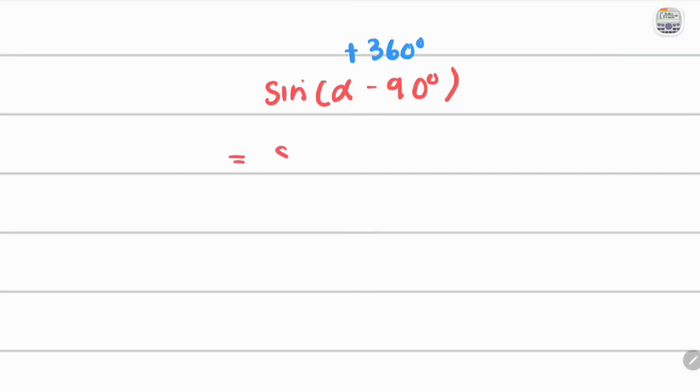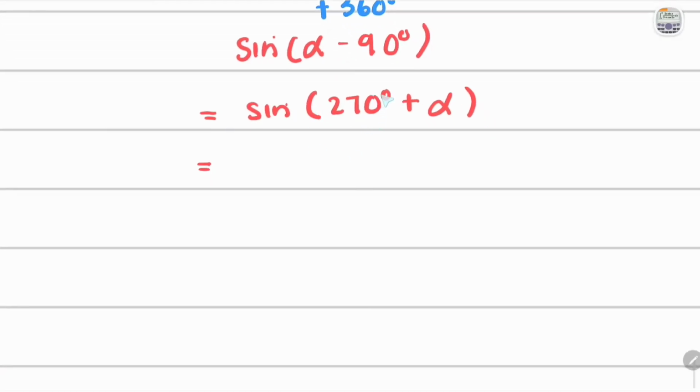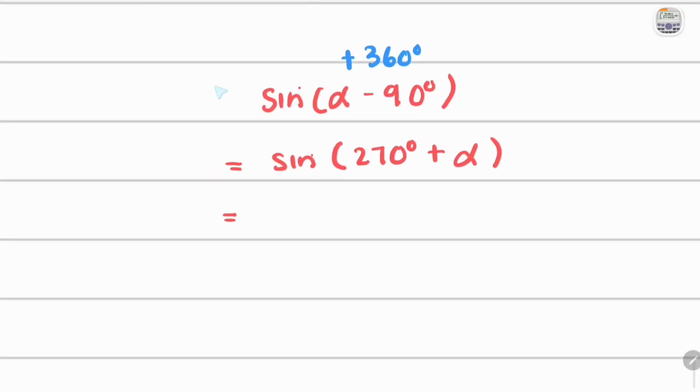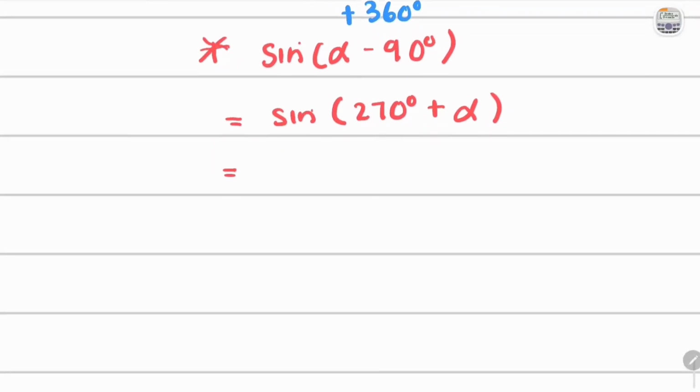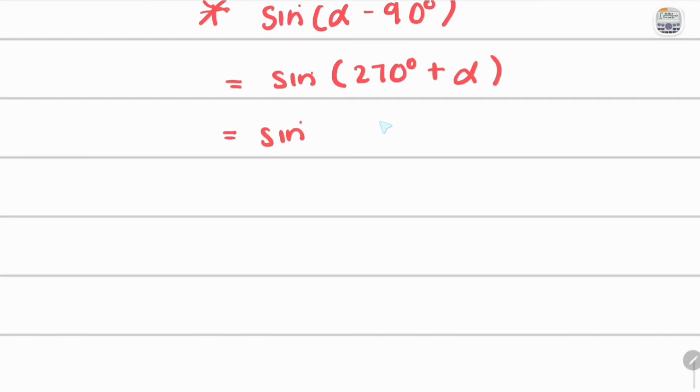So this would be equal to sine, and you know that 360 minus 90 is 270. So now you have 270 degrees and still a positive alpha. Now, to simplify this, it still has a 90 degrees, so we're still using cofunctions. We won't forget that. So we'll rewrite it like this: sine, and we'll separate 270 degrees as 90 degrees plus 180 degrees, that's what gives you 270, and then plus alpha.